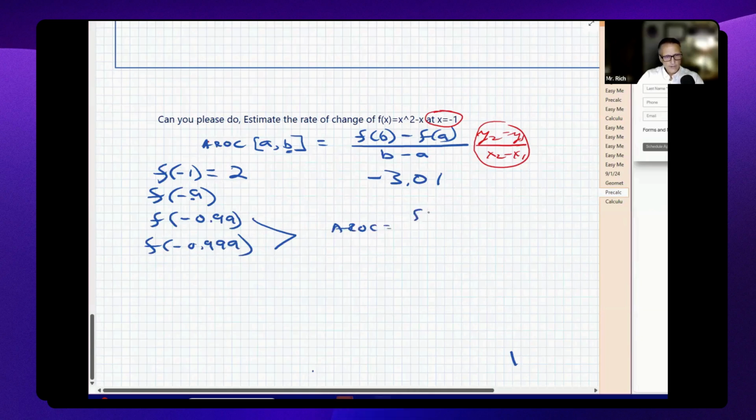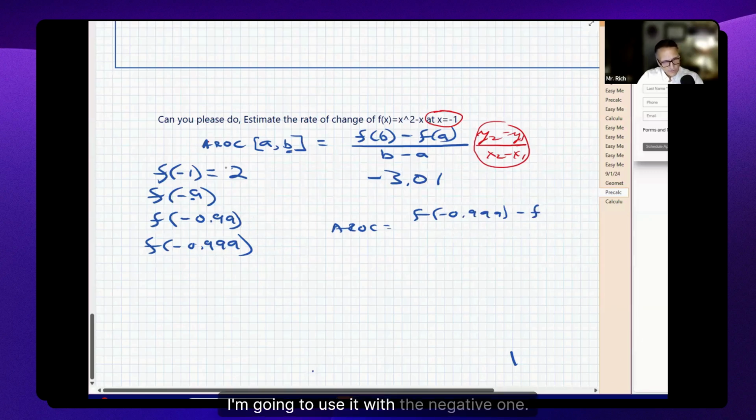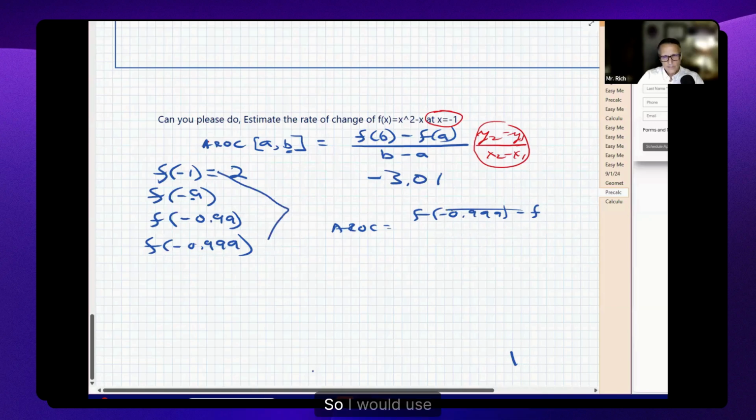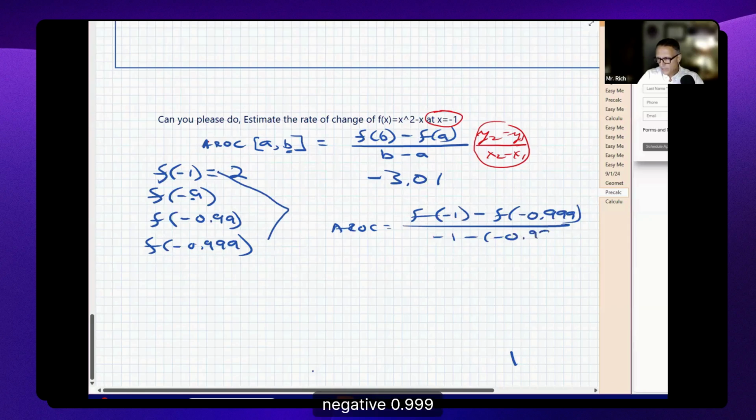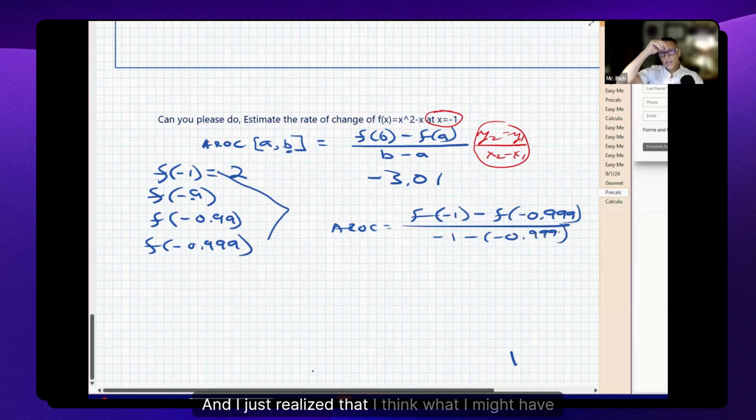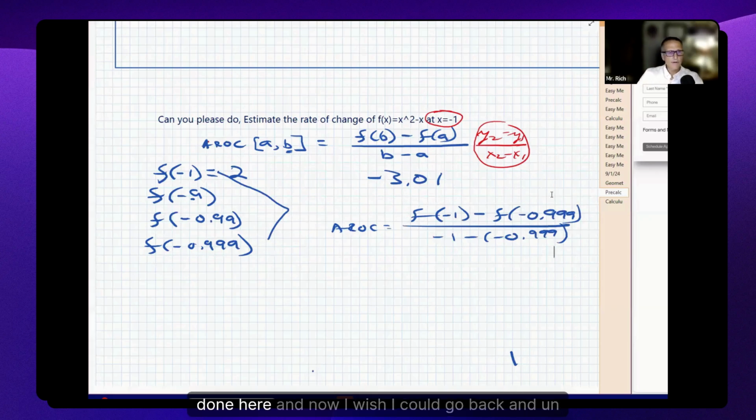And then when you got out here, your average rate of change calculation would be f of -0.999 minus, no, sorry, I'm going to use it with the -1. So I would use f of -1 minus f of -0.999 all over -1 minus -0.999, like that.